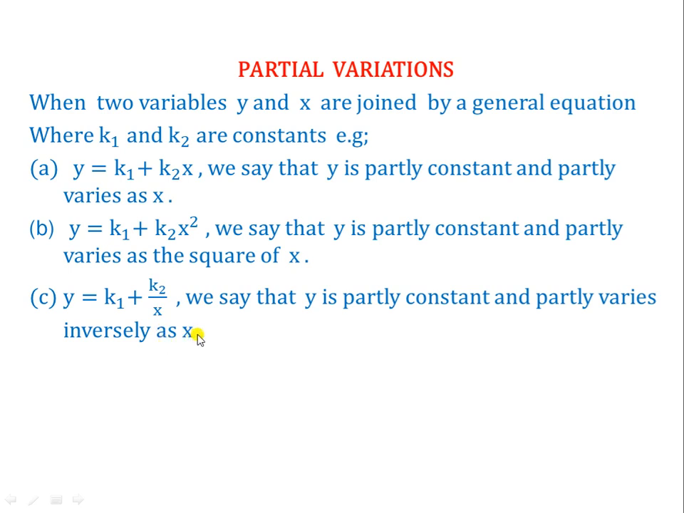In most of the questions we shall be handling, they will give you these statements, and you will be required to come up with the expression of any form. We could have any other, for example, y equals k1 plus k2 out of x squared. That will mean that y varies partly as a constant and inversely as the square of x. We may not be able to have all those examples here, but we shall elaborate more in the examples we shall look at. Let's begin with the first example for this tutorial.